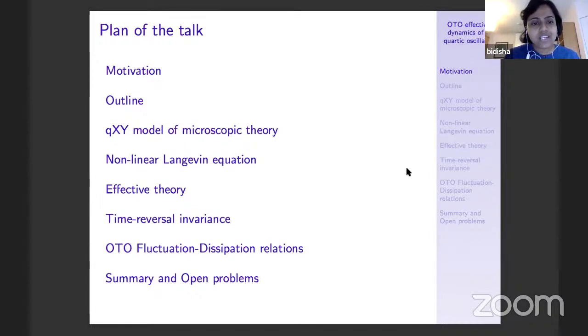And combining all these constraints on the effective theory coming from the microscopic theory, we will be able to generalize the well-known fluctuation dissipation relations for the out-of-time order dynamics. And then finally, I will just summarize and discuss some future directions.